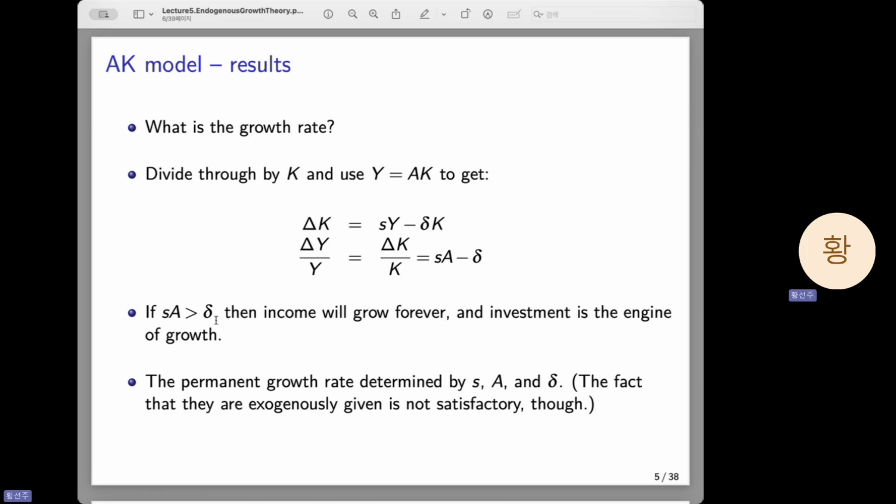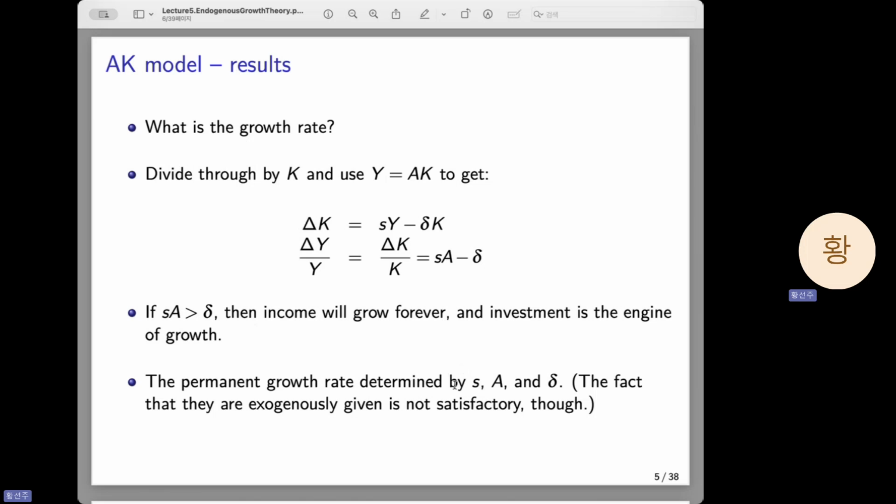So if S A is larger than delta, then the growth rate of capital always has a positive value, which means that the economy grows forever. So it means that for any level of capital, the growth rate of capital is larger than 0. It implies that investment can be an engine of economic growth.